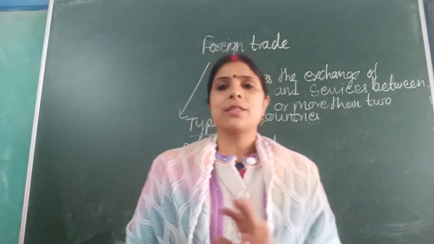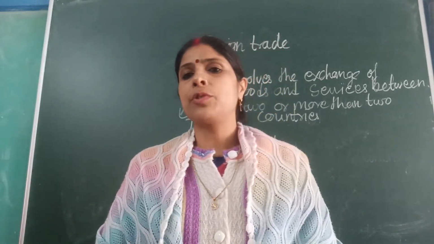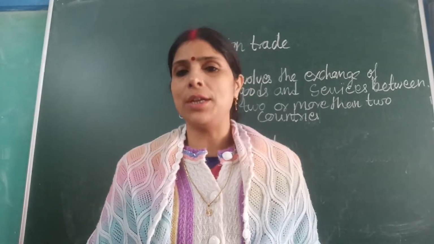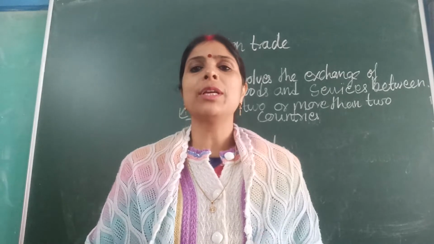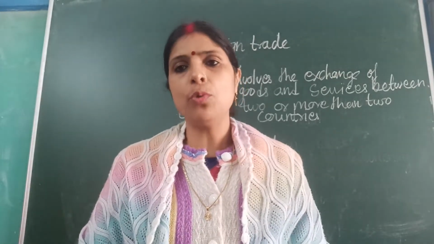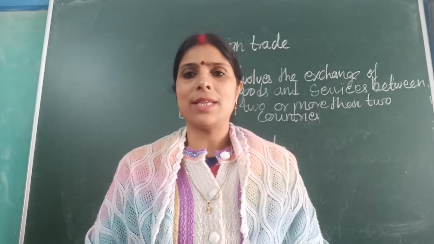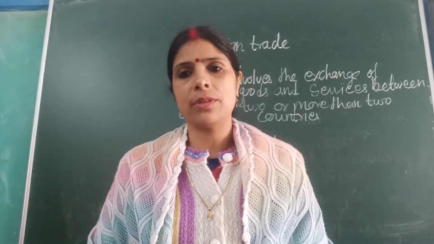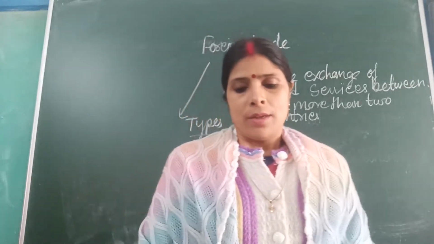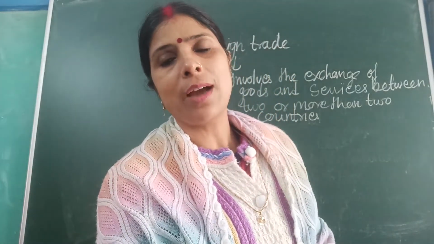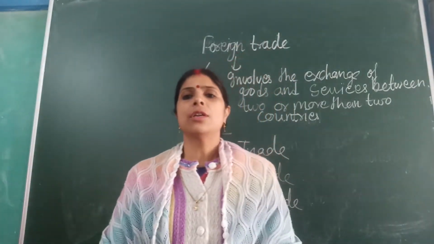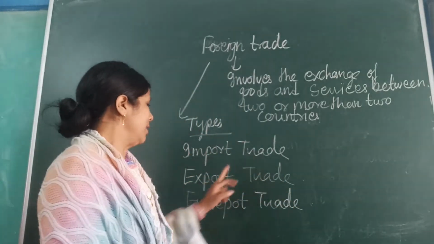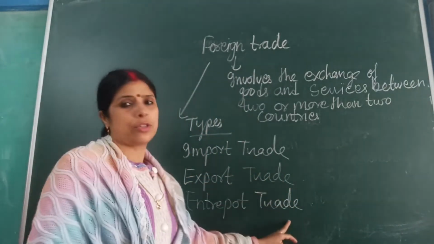So I think it is clear to everyone that international trade is trade done between two or more different nations, buying and selling. Why it is done, I have already explained. Now let us move towards the kinds of international trade. There are three kinds of international trade: import trade, export trade and entrepot trade.